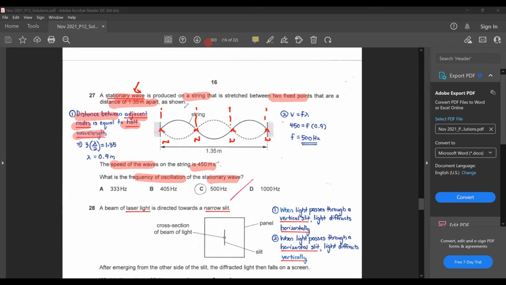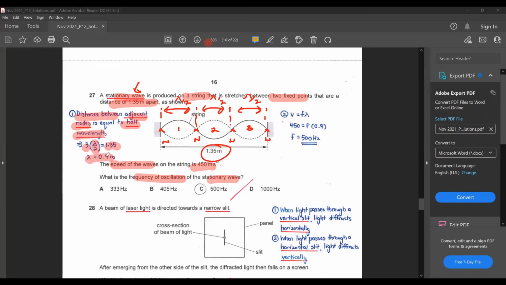How many half wavelengths? This is 1. This is 2. This is 3. 1, 2, 3. So 3 half wavelengths is equivalent to 1.35 meter. So wavelength is 0.9 meter.